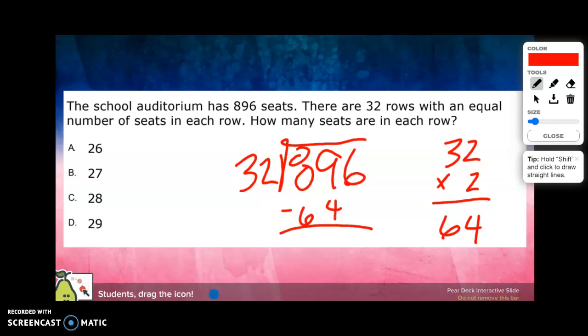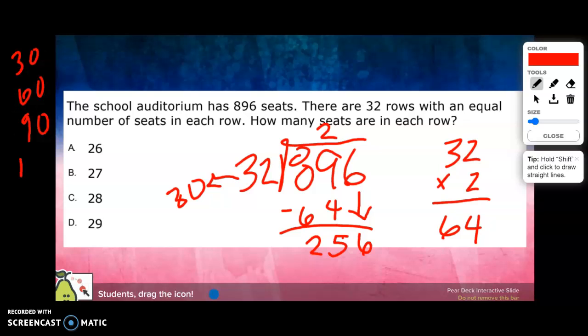So when I subtract that, it is going to give me 25. Okay, so I can't do that, so I have to bring down my 6. Again, I rounded it to 30, so let's just do the multiples of 30. 30, 60, 90, 120, 150, 180, 210, 240, and 270.